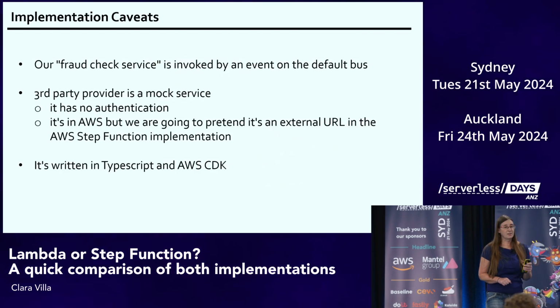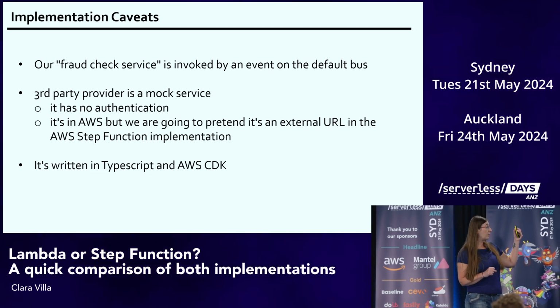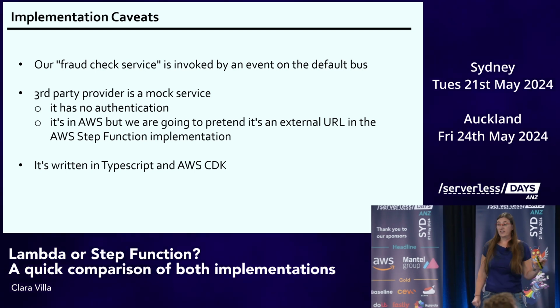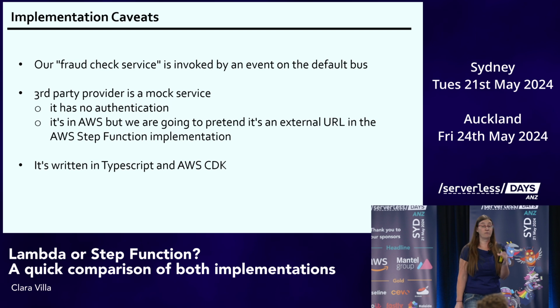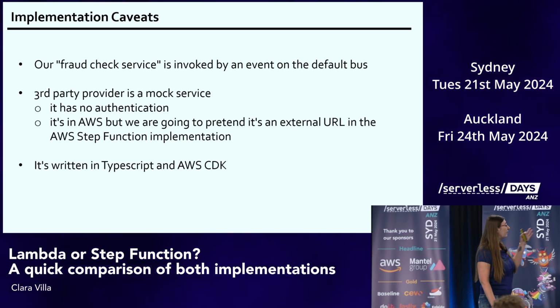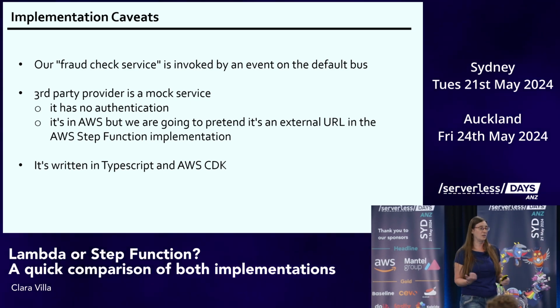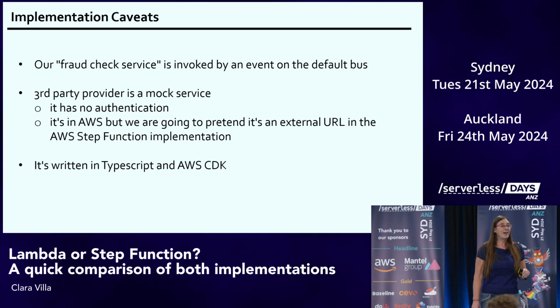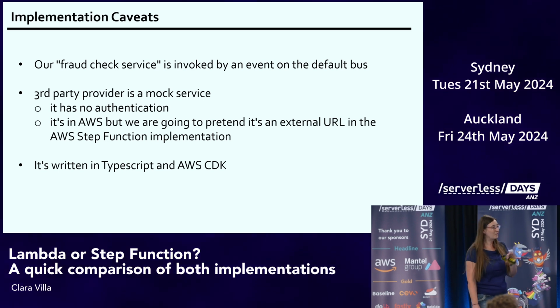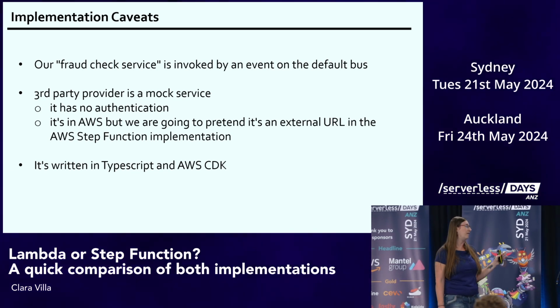A couple of caveats about our implementation. This is a use case I made up. So your service is going to be invoked by an event from the default bus. Your third-party provider doesn't exist. That doesn't mean it doesn't exist in real life, so don't go off and steal credit cards, because somebody's going to check. But for our use case, I built my own API Gateway with a Lambda that tells you yes or no, basically. And my API Gateway has no authentication. It's free for all, bad practice. It's an AWS API, but we're going to pretend it's a third-party URL for our step function.